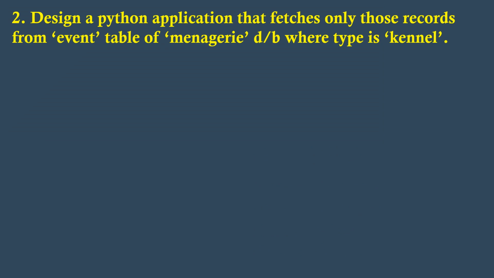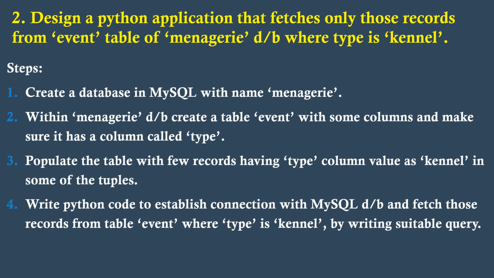Now design a Python application that fetches only those records from the event table of the Menagerie database where type is kernel. You have already created a menagerie database in MySQL. If you have not created it, you have to create that database. Then within that database, you have to create another table called event with some columns.